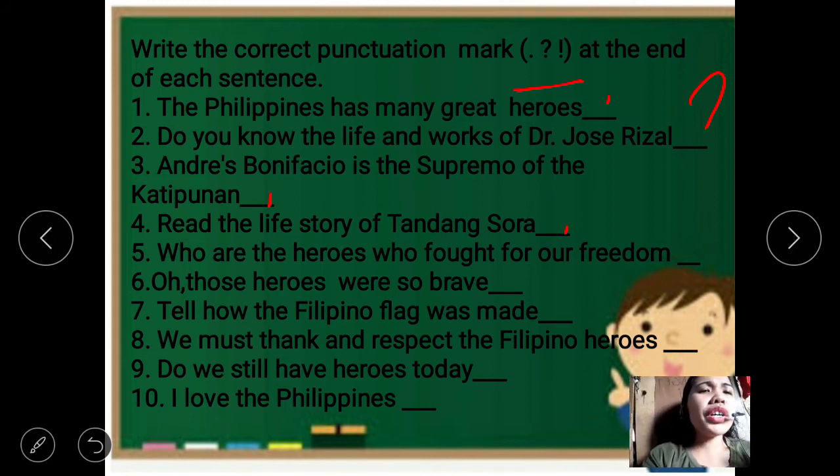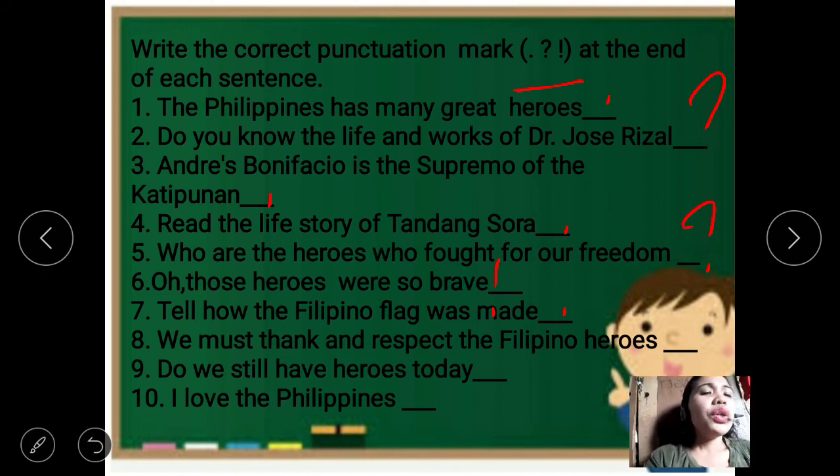Okay. Number 5, who are the heroes who fought for our freedom? Nagtatanong. So ano yun? Kapag nagtatanong, that is a question mark. Number 6, those heroes were so brave! Okay, so of course, that is an exclamation point. Ayan, number 7, tell how the Filipino flag was made. Okay, so ano pong gagamitin natin? Of course, period.